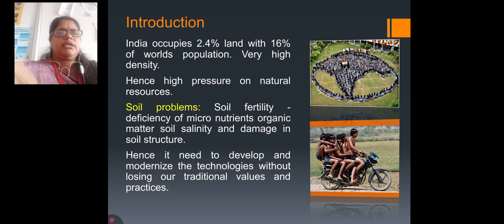So, if you take our country, India, it occupies 2.4 percent of the land with 16 percent of the world's population. It is very densely populated land, hence there is high pressure on the natural resources. We have soil problems like loss of fertility, that is, deficiency of micronutrients and organic matter, soil salinity problems, and damage to the soil structure. Due to this, the fertility of the soil is decreased. Hence, we need to develop and modernize the technologies without losing our traditional values and practices.